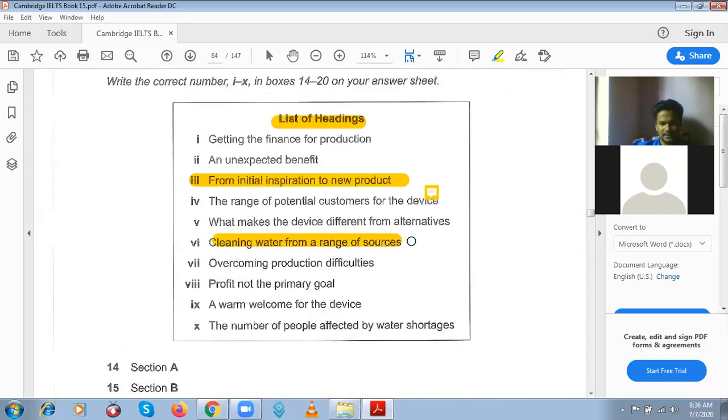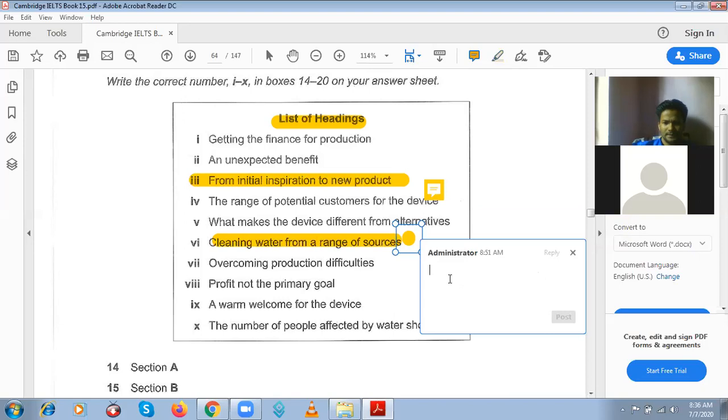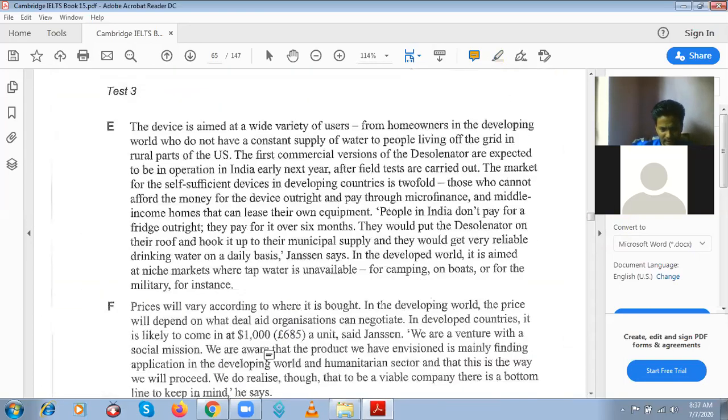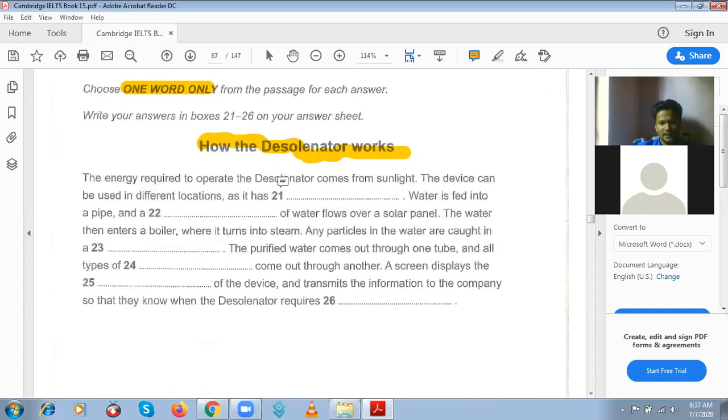The answer for question number 15 is cleaning water from a range of sources. That is exactly it. Are you getting the point, guys? Moving on, here it talks about the operations.